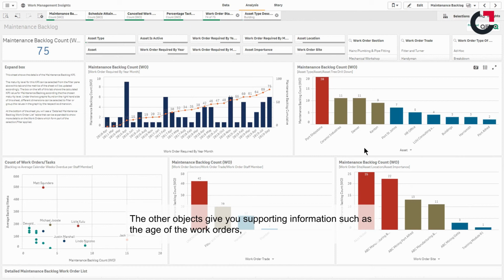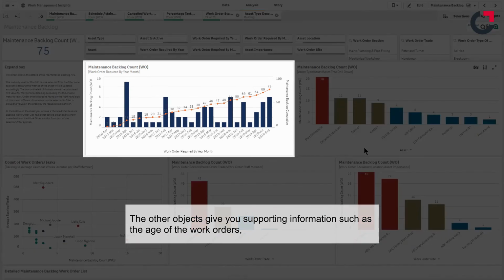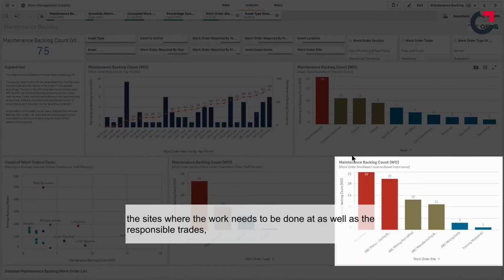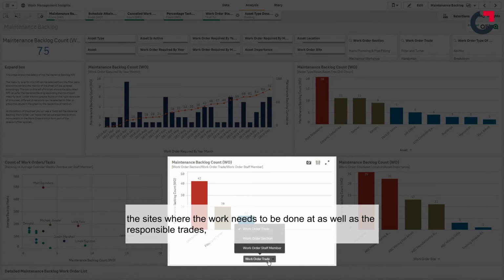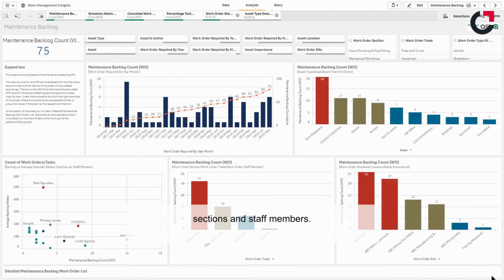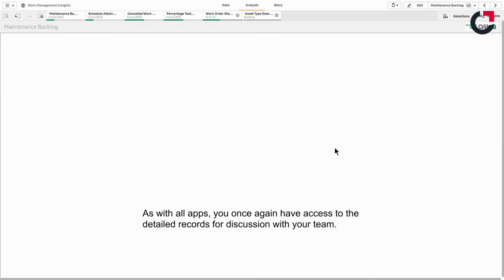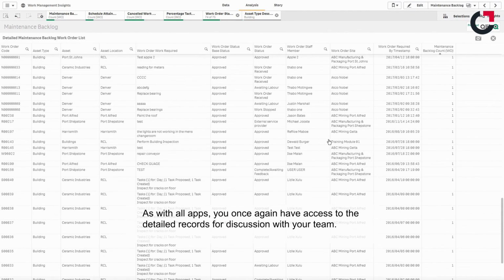The other objects give you supporting information, such as the age of the work orders, the sites where the work needs to be done at, as well as the responsible trades, sections, and staff members. As with all apps, you once again have access to the detailed records for discussion with your team.